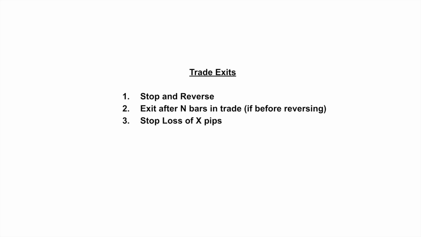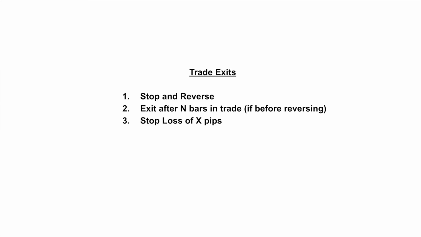Trade exits, very simple. We've got a stop and reverse, which means we're in the trade until we get a signal to enter in the opposite direction. So if we're already long, we stay long until we get a signal to go short, and then we exit the long trade and open a new short trade in the opposite direction. We've reversed the trade, that's why we call it stop and reverse.